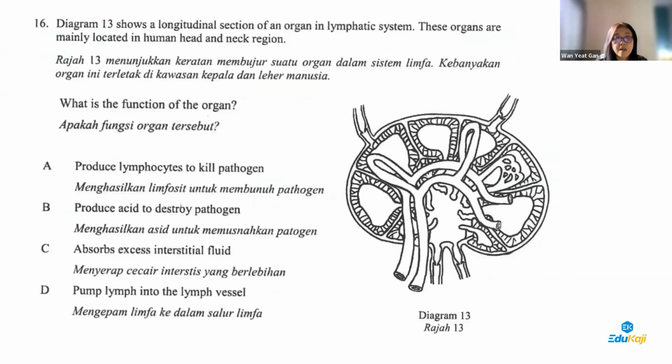Question 16. Diagram 13 shows a longitudinal section of an organ in the lymphatic system. These organs are mainly located in the human head and neck region. What is the function of this organ? So this is a lymph node, and a lymph node produces lymphocytes to kill pathogens. Yeah, this is the function of this lymph node. All right, the rest of the answers are wrong.